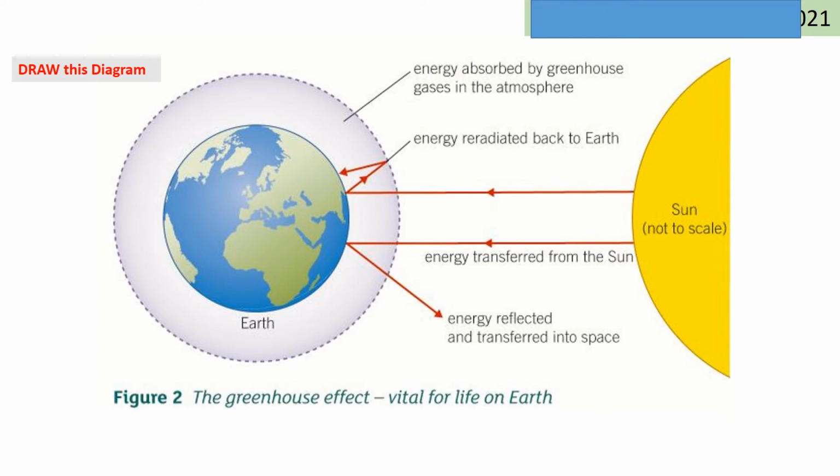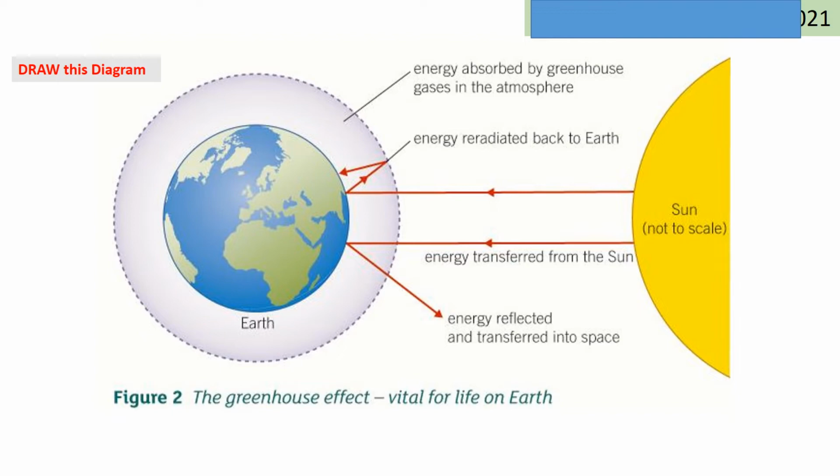So here we have the sun's rays, they come in and then they hit the earth and then reflect back off, and then some energy is reflected and transferred into space. Some energy is absorbed by the greenhouse gases in the atmosphere and radiated back to Earth. So this is a really important diagram here. Some of the energy is being radiated back to the Earth, some energy is escaping back into space.